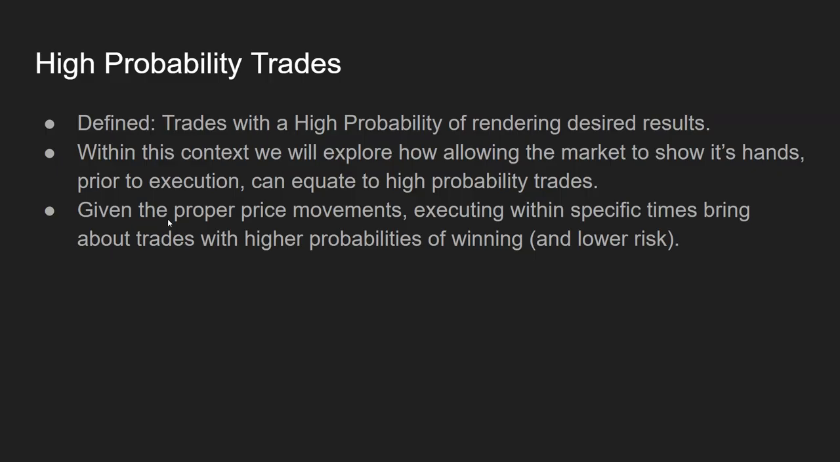Given the proper price movements executing within specific times or time frames, bring about trades with higher probabilities of winning and lower risk. I'll get into the formula soon, but what this means is price is going to show you its hands, and when these hands are shown in specific times, which I call hot zones, this will bring about trades with higher probabilities of winning and lower risk of losing, right?